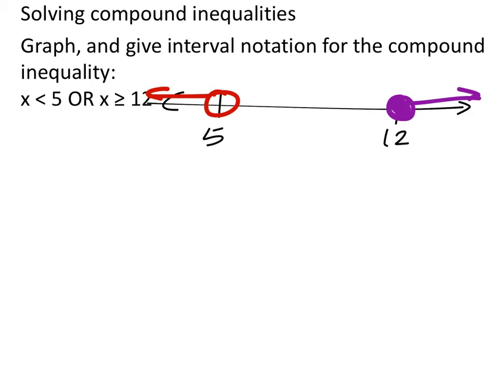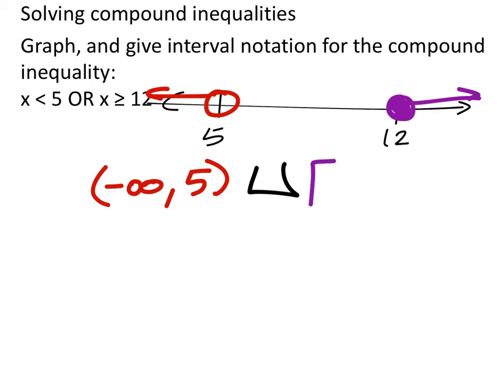The interval, so just looking at the red part, it goes to negative infinity, or it starts there, and then it stops at 5, which is not included. And I'm going to unite this, starting at 12, which is included, so I got my square brackets, and this goes to infinity, which also is not included.